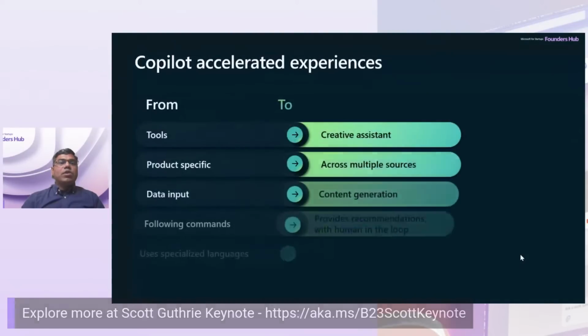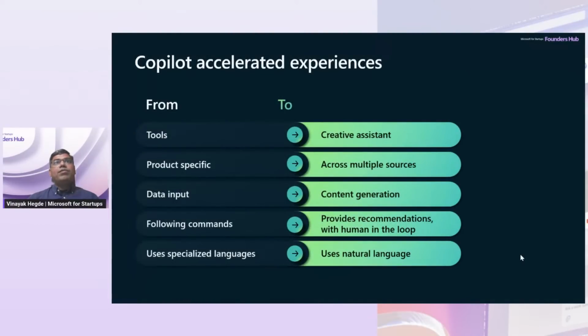So with that, let's look at what are the different kinds of experiences that Copilot can accelerate, right? So what was there earlier and what is there now? If you were to compare and contrast the two worlds, earlier you had tools, now you have a creative assistant. Earlier you had product-specific help, now you can actually look at multiple different sources. Earlier you had to input a lot of data and generate content, text for example, or images. You had to draw those images or create those images from scratch. Now you have content generation.